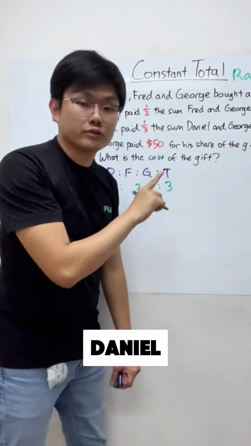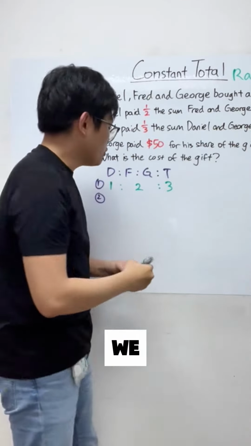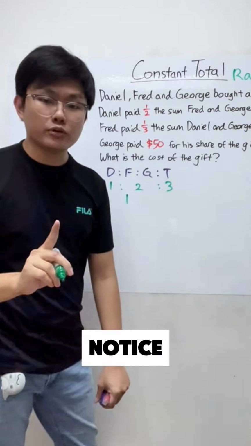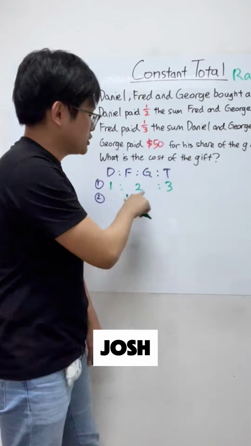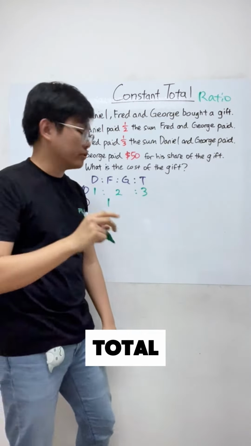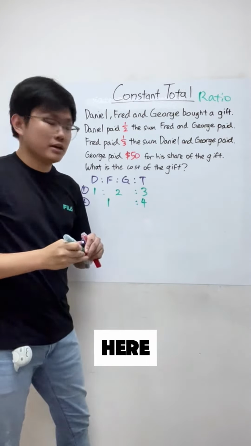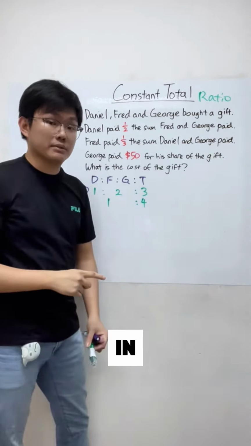Same for the second case as well. We were comparing Fred to Daniel and George. Fred in this case will be 1 part, while Daniel and George is 3. We write the 1 for Fred first, but we notice that we don't have the value for Daniel and George. It's not easy to write the 3 between these 2 parts. The main portion here is the total amount. The total between both of them is 1 plus 3, which is 4.